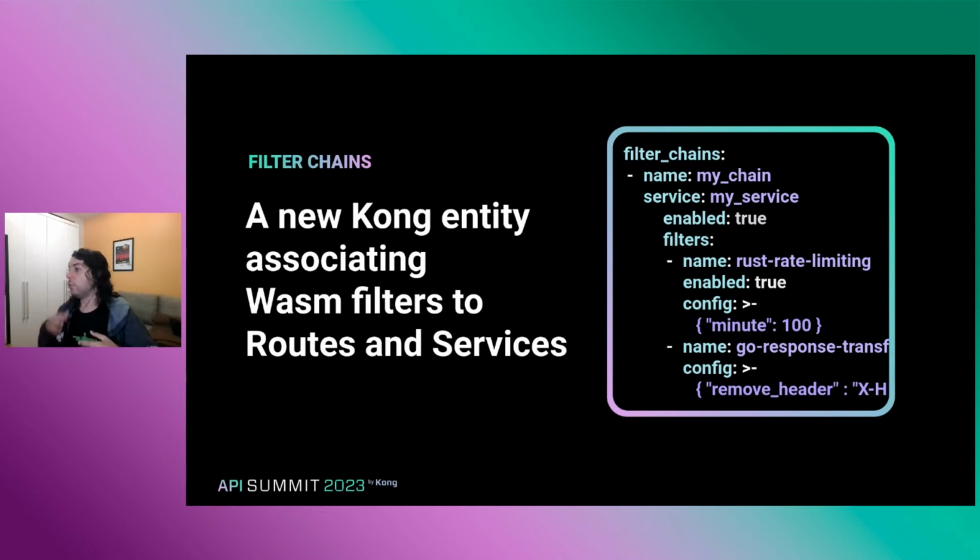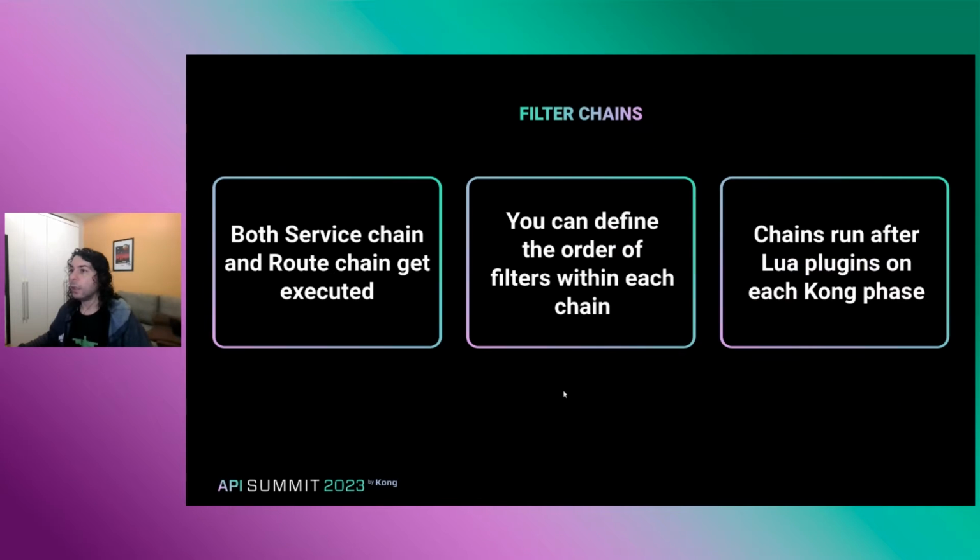A service or a route, and then you will have a list of filters, and each filter can then be enabled or disabled individually, and they will have their own configuration. And this configuration is defined by the filter itself, because that's one of the definitions of the proxy-wasm standard, that the filters define their own configurations and their own configuration formats. So, filter chains in Kong.